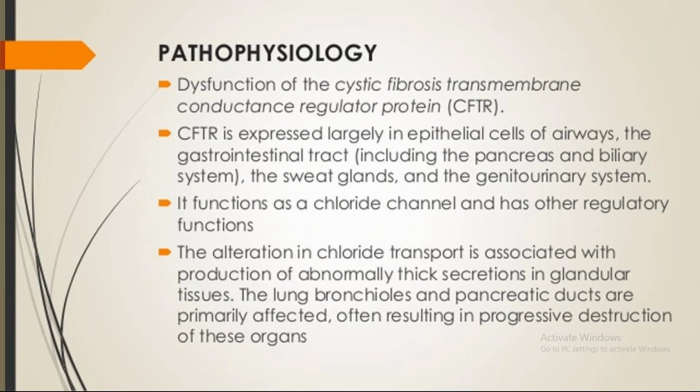The alteration in this chloride transport is associated with production of thick mucus in glandular tissues, leading to retention of this mucus and predisposing to infections. In cystic fibrosis, the structures mainly involved are the bronchioles and pancreatic ducts, leading to progressive destruction of these organs.